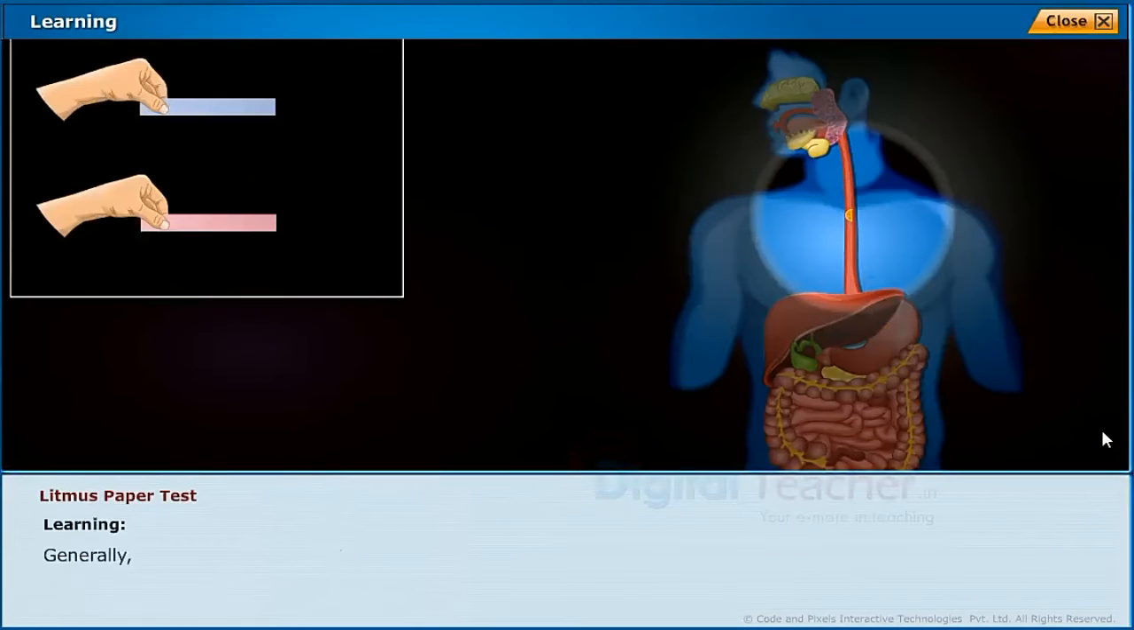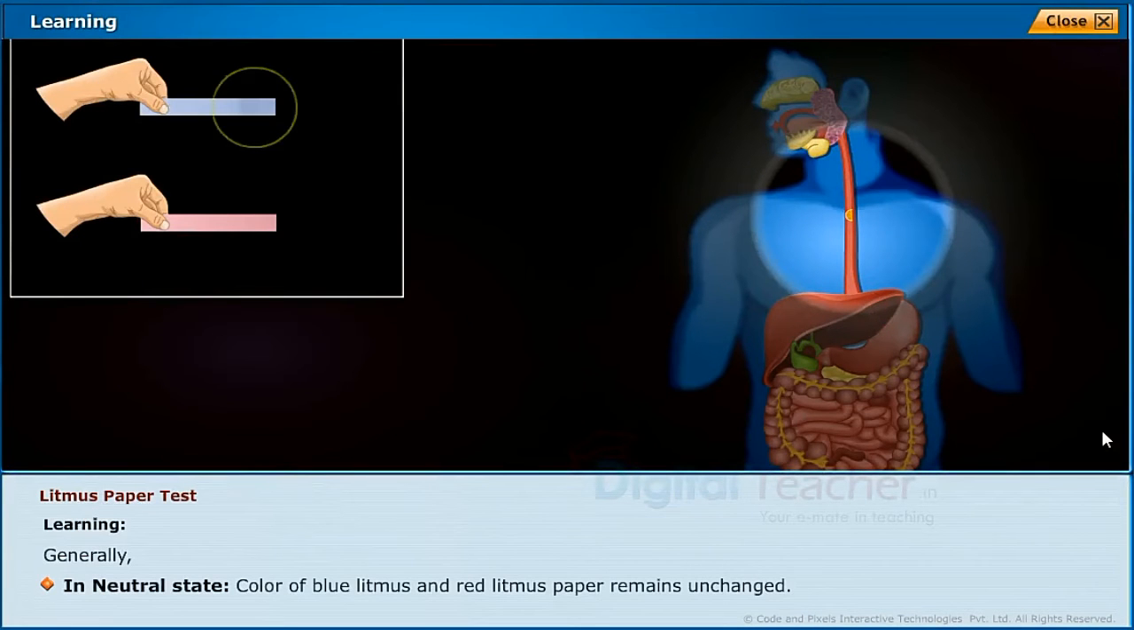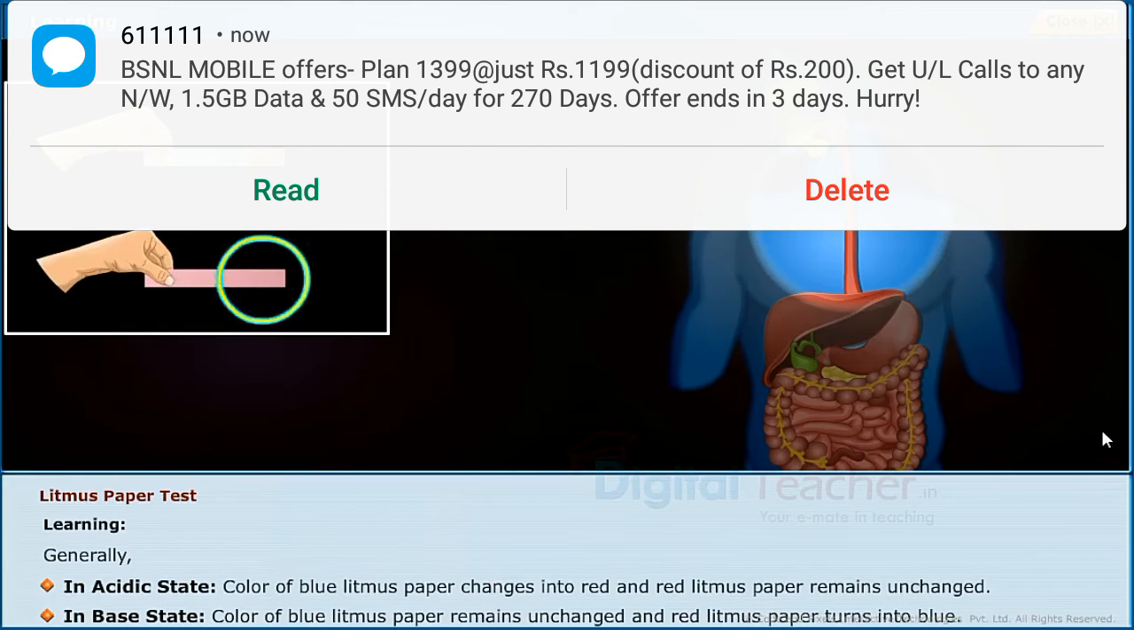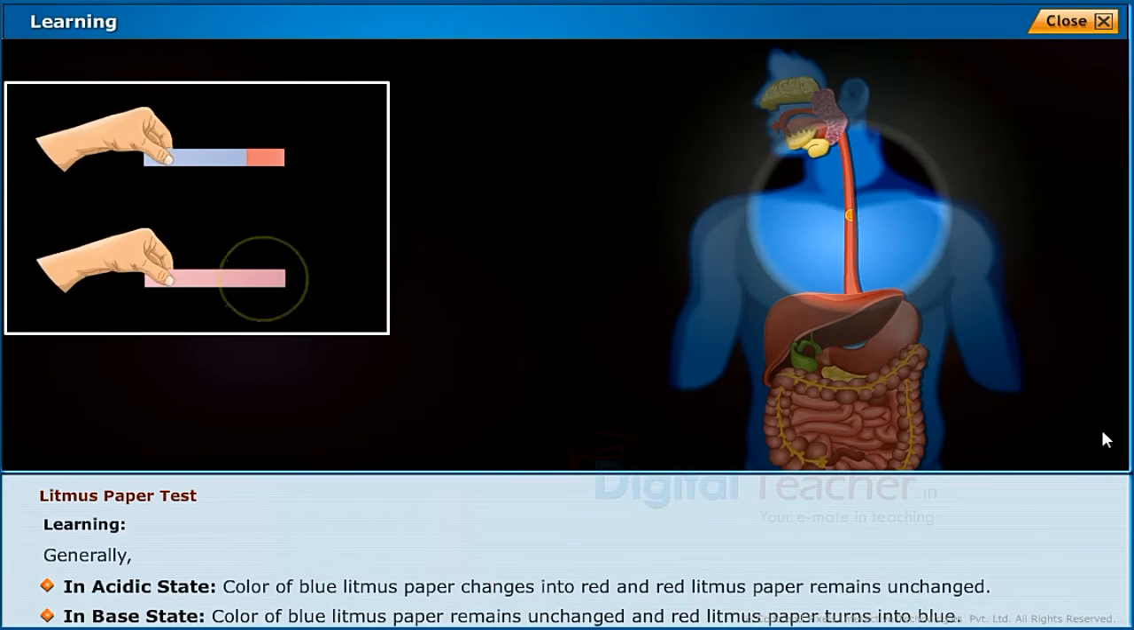Generally, in neutral state, color of blue litmus and red litmus paper remains unchanged. In acidic state, color of blue litmus paper changes into red, and red litmus paper remains unchanged. In base state, color of blue litmus paper remains unchanged and red litmus paper turns into blue.